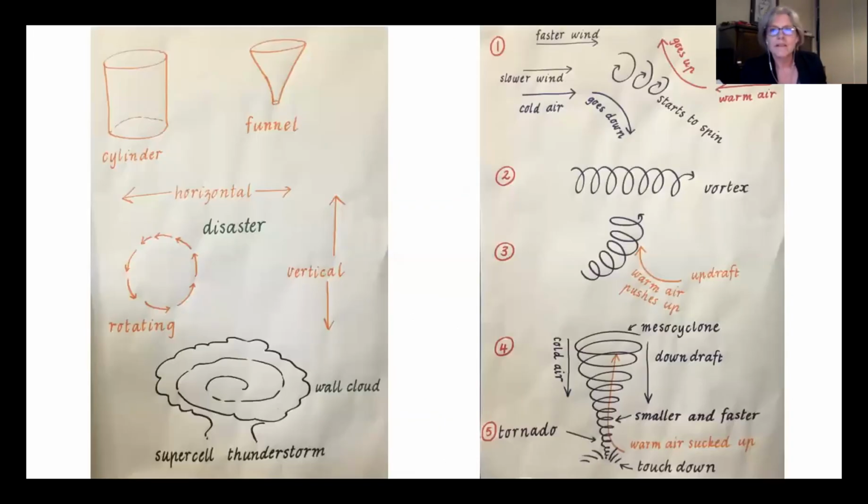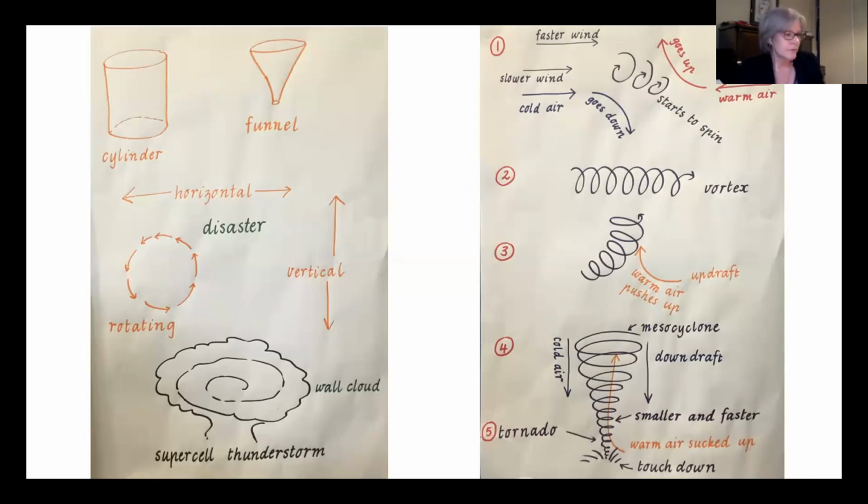We created some reference posters for them with key vocabulary, and also there's an embedded process in there of how a tornado is formed. So we made a kind of a step-by-step diagram explanation of how that went, so they could use that later on when they were talking about the process of a tornado being formed.